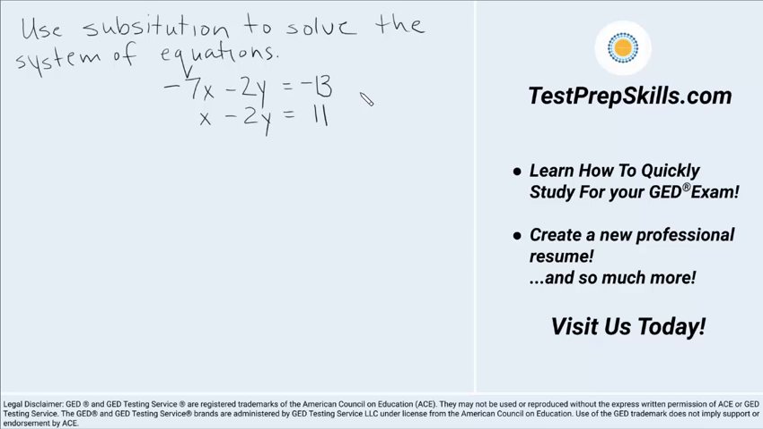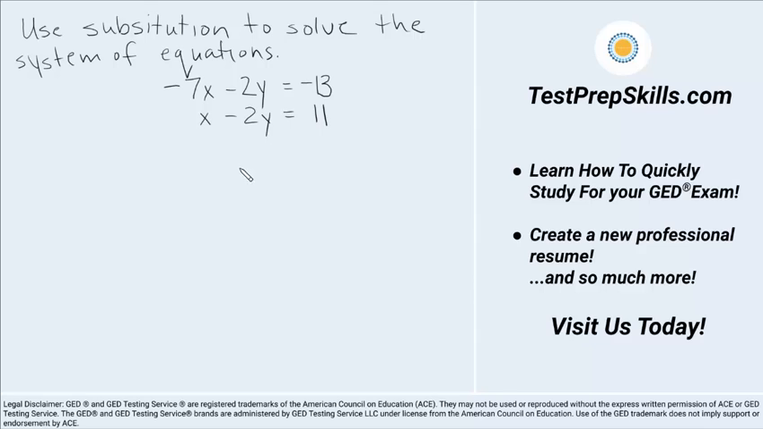In this video, we're going to be using substitution to solve this system of equations. Now, you might be looking at this saying, I think it would be easier to use the subtraction method to solve this system of equations. And you'd be right, it is easier. However, in this video, we're going to show you how to use the substitution method, okay?